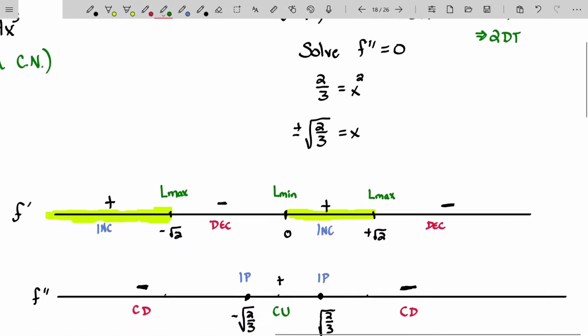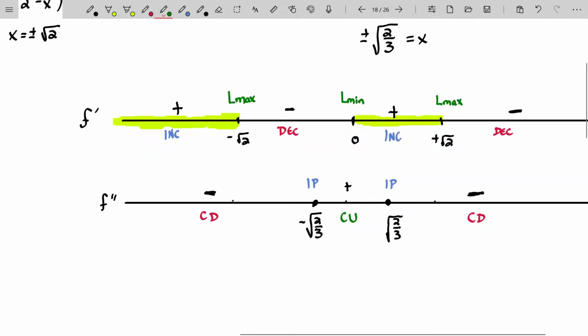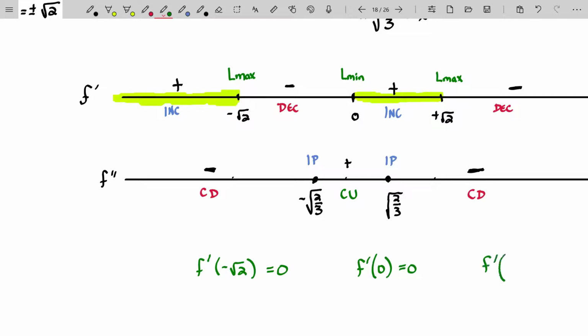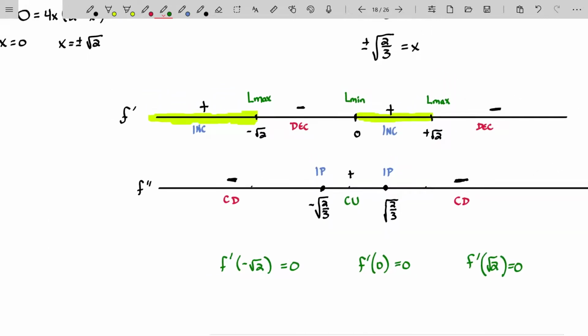The only usefulness of doing that is if you didn't already compute the local maxes or local mins. Notice that f prime of negative root 2 is 0, because we have it plotted there. Also, f prime at 0 is 0, and f prime at root 2 is 0. Again, that's from our sign chart for f prime. So that's where our derivative is 0.